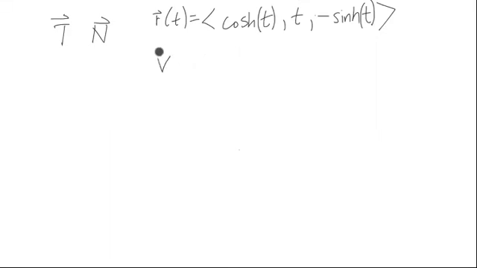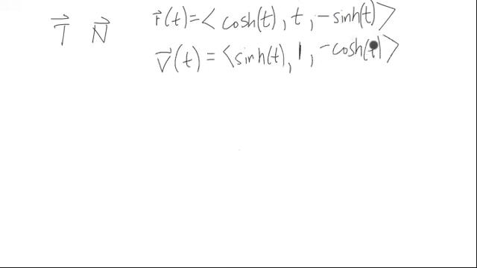Now, to remember, the unit tangent vector is simply the velocity vector, but then you divide it by its length to make it of length 1. So this we compute by just taking the derivative component-wise. Here, the derivative of cosh is just positive sinh. This is just 1. The derivative of this is negative cosh t. Then we divide by its length.